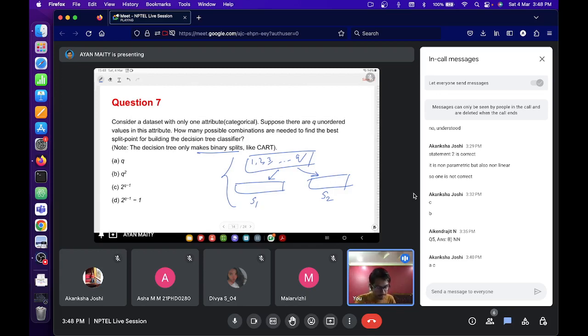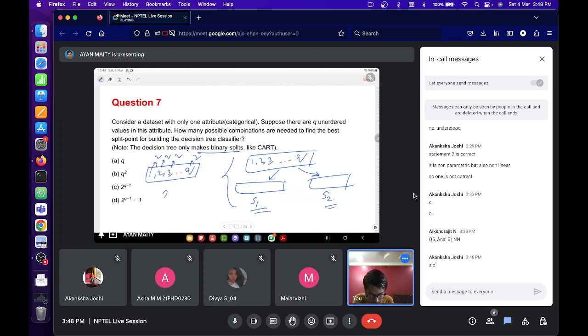So for every value, 1, 2, 3 up to q, this is the set. For every value you have two choices, isn't it? Either it goes to set 1 or it goes to set 2. So there are two choices for every number. 1 can go to s1 or s2, 2 can also go to s1 or s2, 3 can go to s1 or s2, q can also go to s1 or s2. So there are two choices for every number.